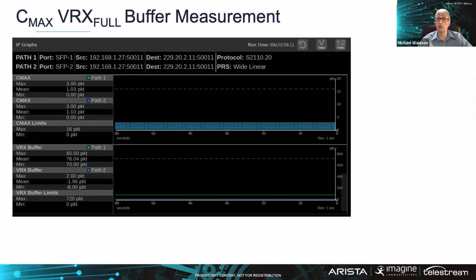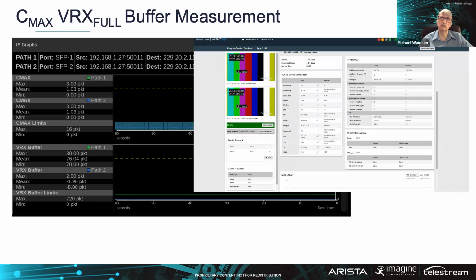So once you've set up your limits for the type of sender that's configured with the packet read schedule, you should then have values that are automatically inserted in the graph that conform to what the maximum limits are for the buffer sizes. So the maximum limit for this wide linear sender is 16 packets for CMAX, and VRX buffer has 720 packets, and those are shown by the dotted line. And in this case, the device falls nicely within those limits. So it is constrained within the expected parameters for the buffering of the packets.